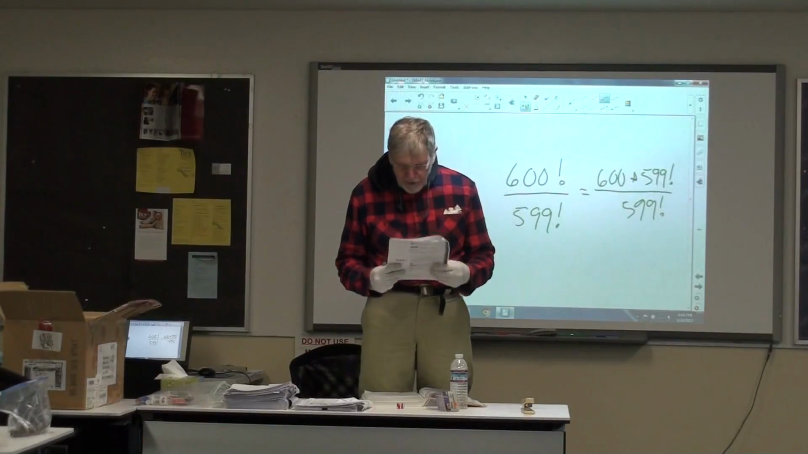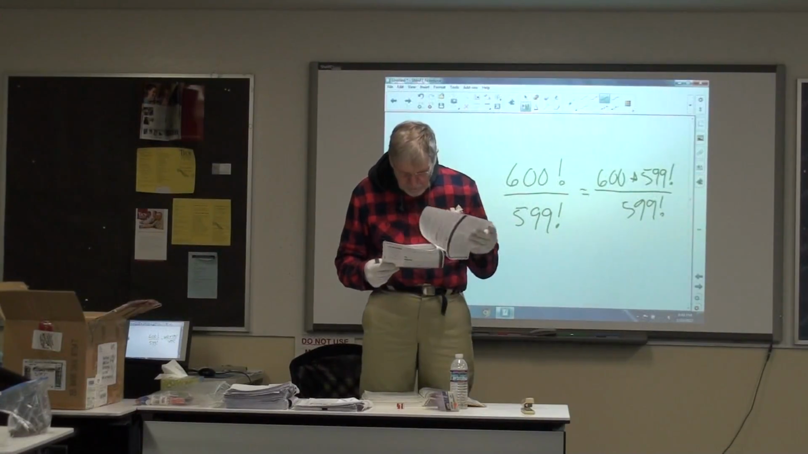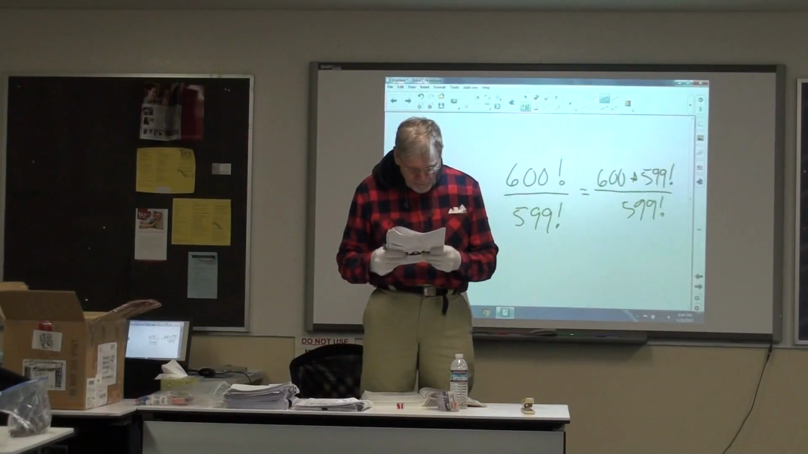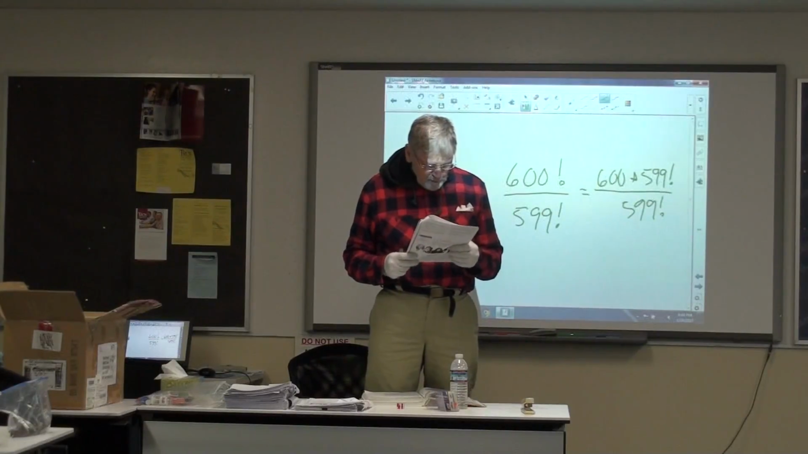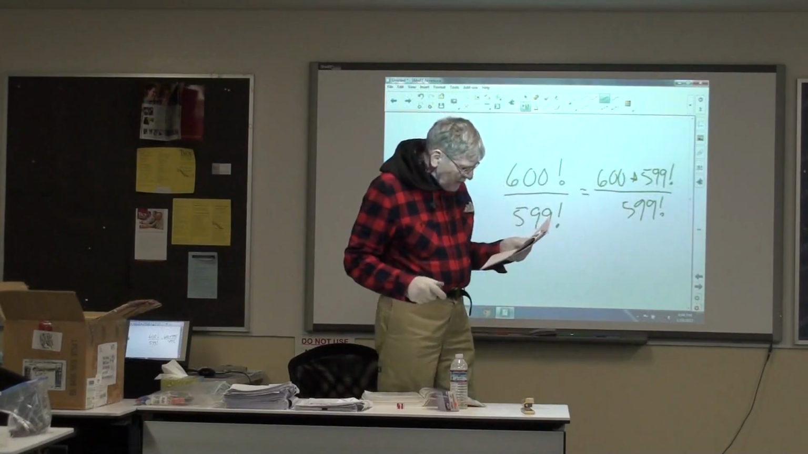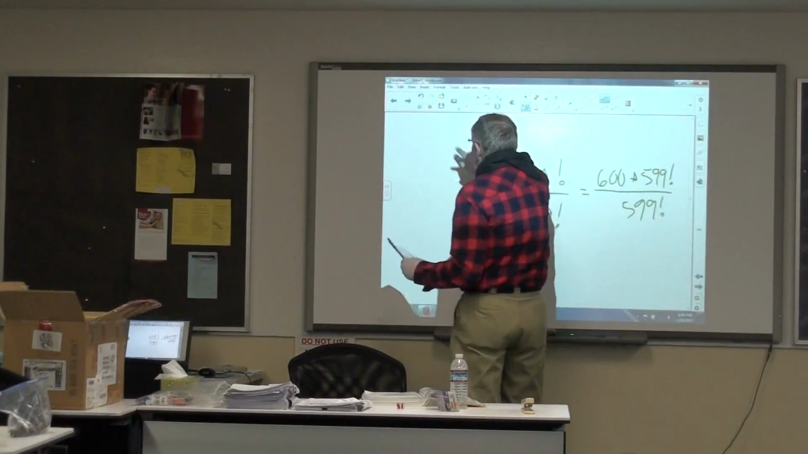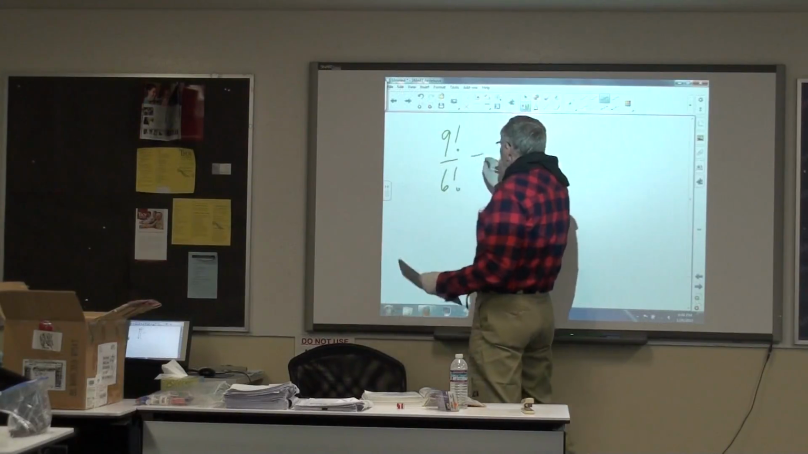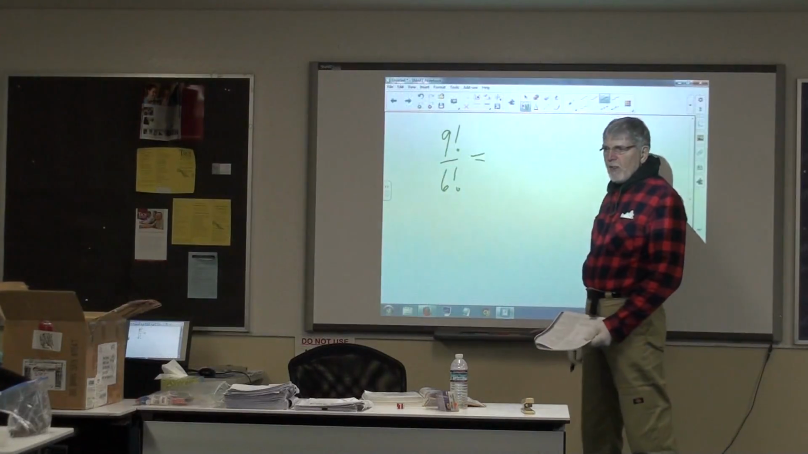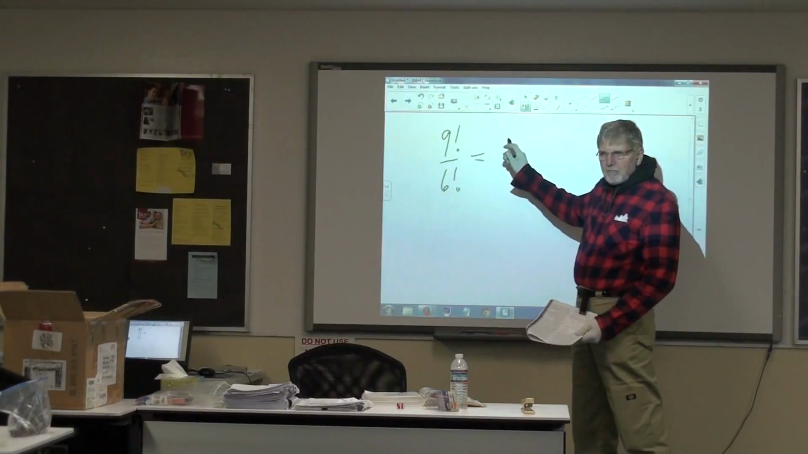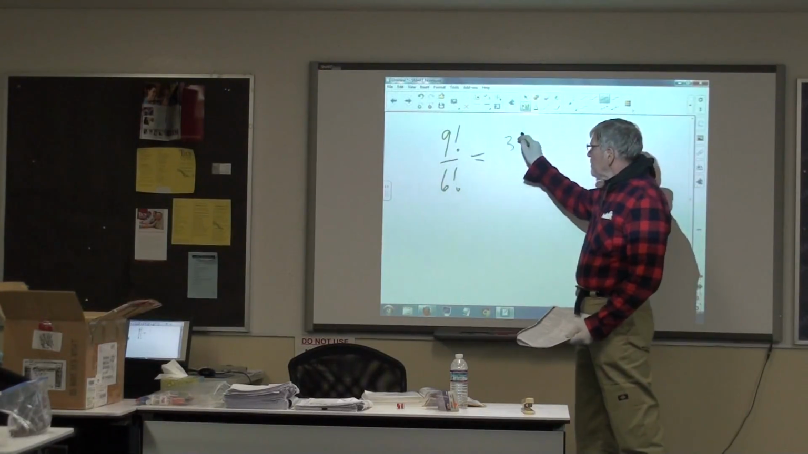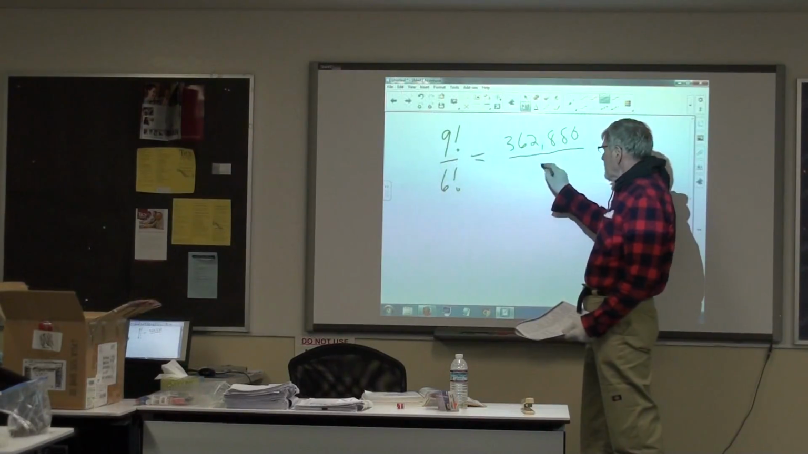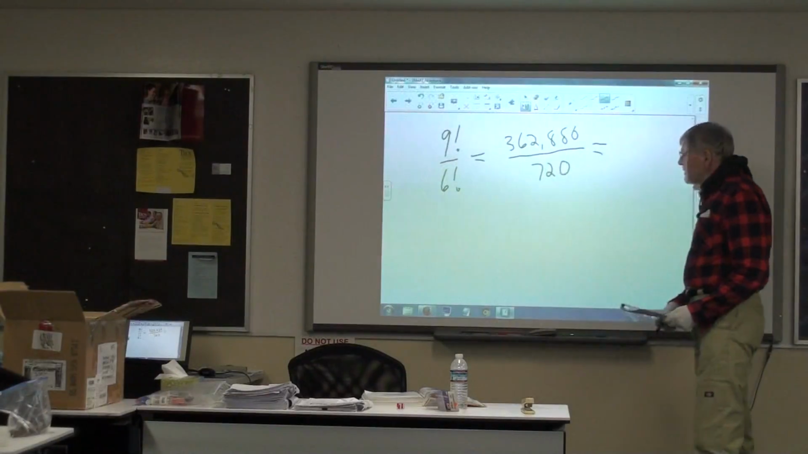So let's go back to page 613 and turn the page to 614. Now, I'm going to do number 13 two ways. 9 factorial over 6 factorial. Okay, can someone tell me what 9 factorial is? Punch it in. 362,880. Okay, what's 6 factorial? 720. I know that one. Okay, now do this division, tell me the answer.